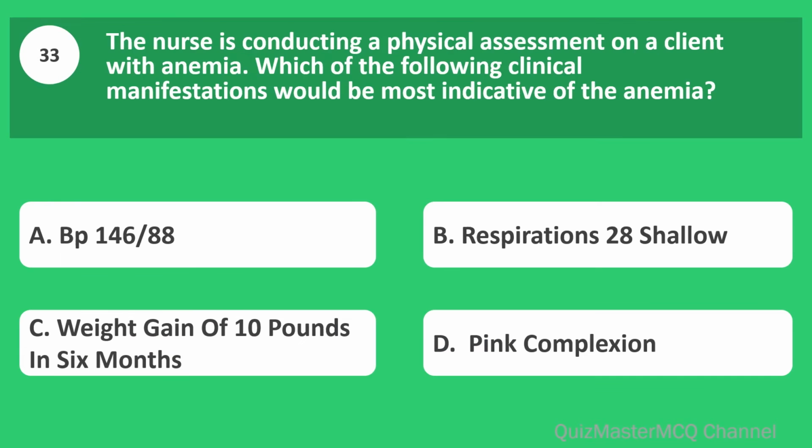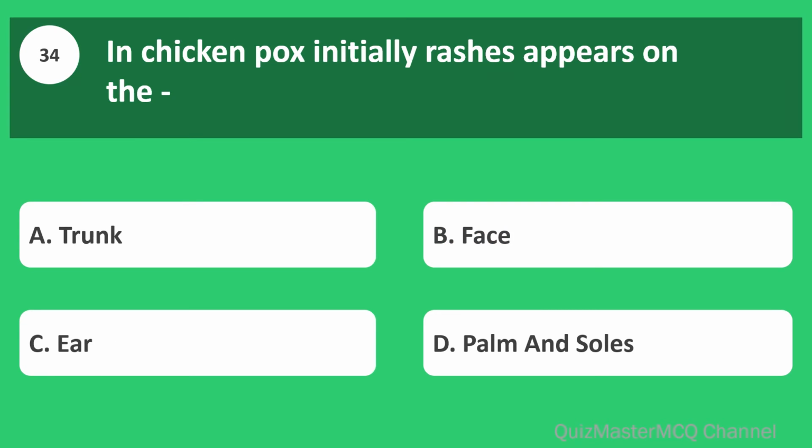The nurse is conducting a physical assessment on a client with anemia. Which of the following clinical manifestations would be most indicative of the anemia? Respirations 28 shallow. In chickenpox, initially rashes appears on the trunk.